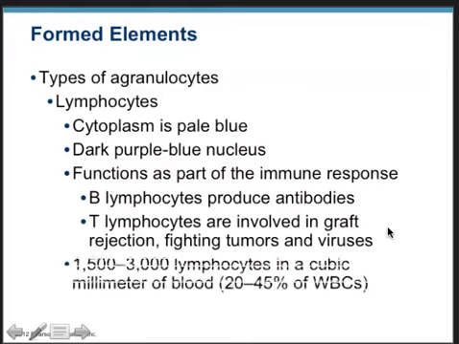You've got between 1,500 to 3,000 lymphocytes in a cubic millimeter of blood, and this makes up between 20 and 45% of your white cells.